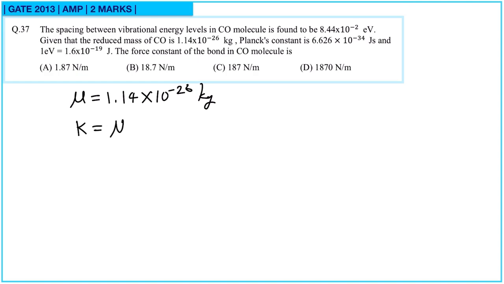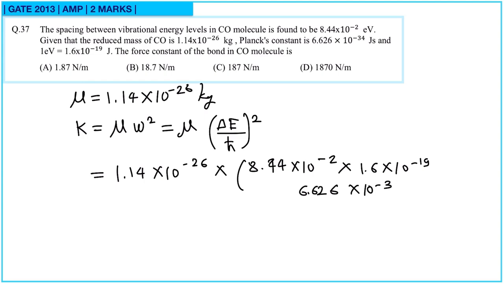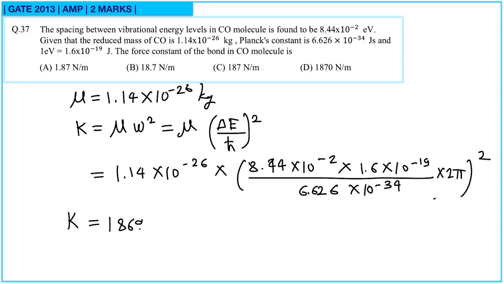So we know K is equal to mu into omega square, and omega can be written as delta E upon h cut, the whole square. So this will be equal to 1.14 into 10 to the power minus 26 into delta E is 8.44 into 10 to the power minus 2, and that is in electron volts, so we have to convert it to joule, so into 1.6 into 10 to the power minus 19 upon 6.626 into 10 to the power minus 34 upon 2 pi as well. So into 2 pi the whole square. And if you calculate this, then the value of force constant K comes out to be 186.98 Newton per meter. So here option C is correct.